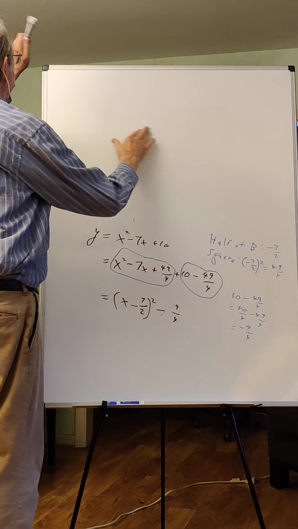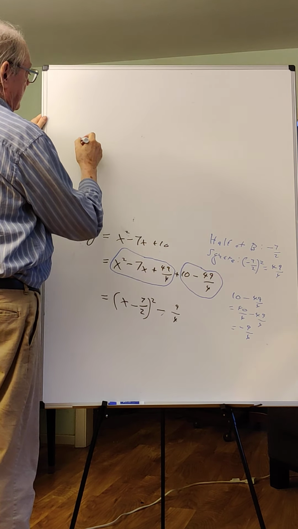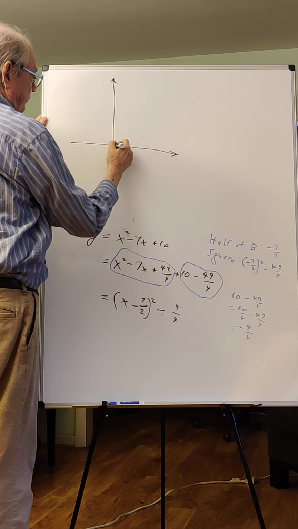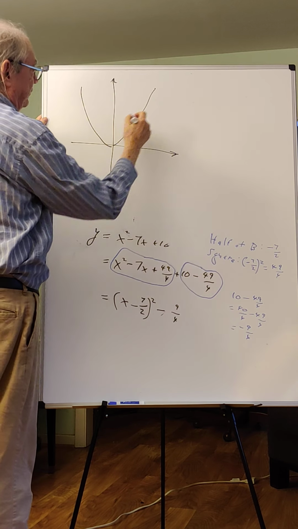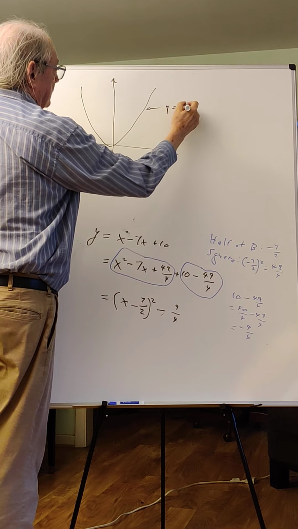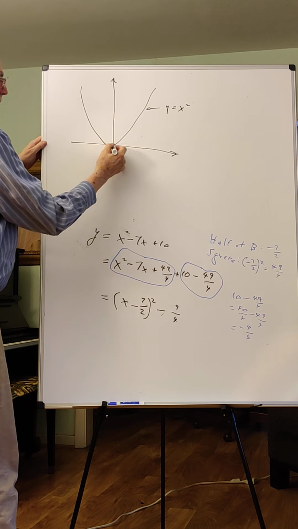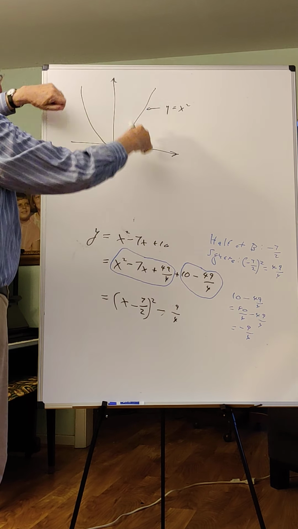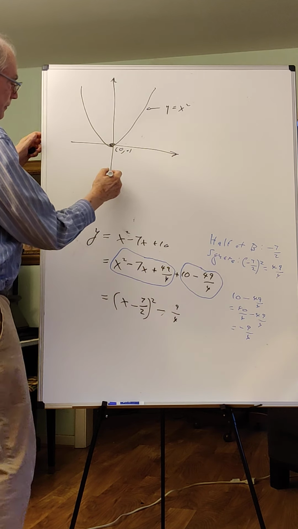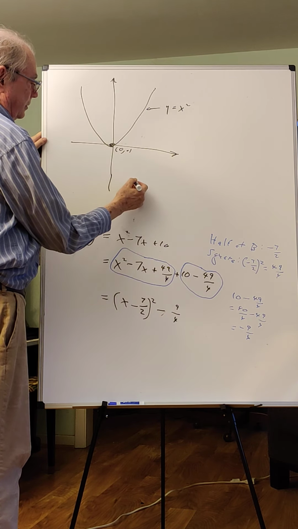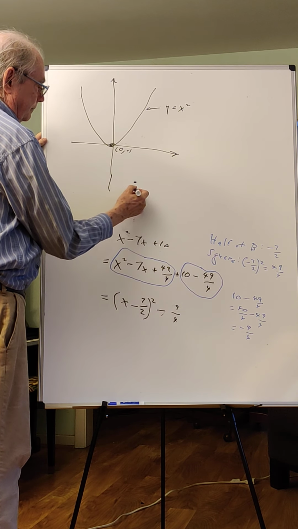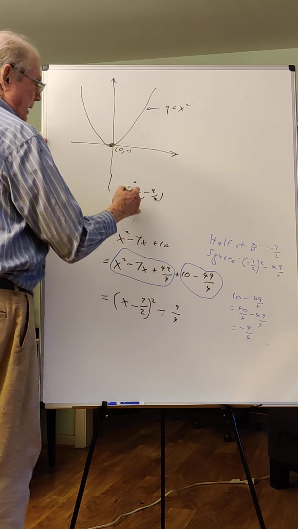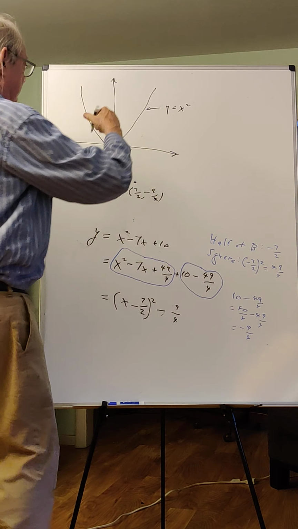Okay. So here's y equals x squared, one of our basic functions that we studied previously. And this vertex is at 0, 0. Now shift every point of the graph to the right by 7 halves and down by 9/4. So this point ends up here. And the graph looks something like this.